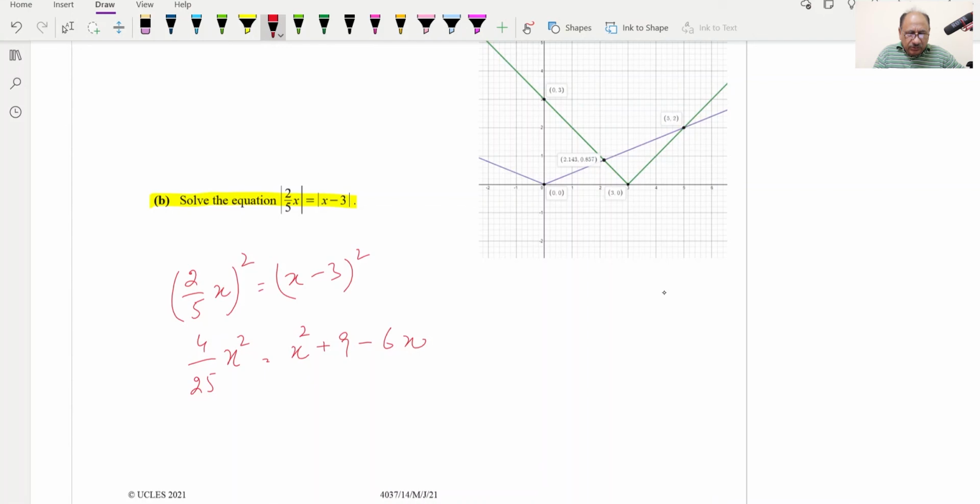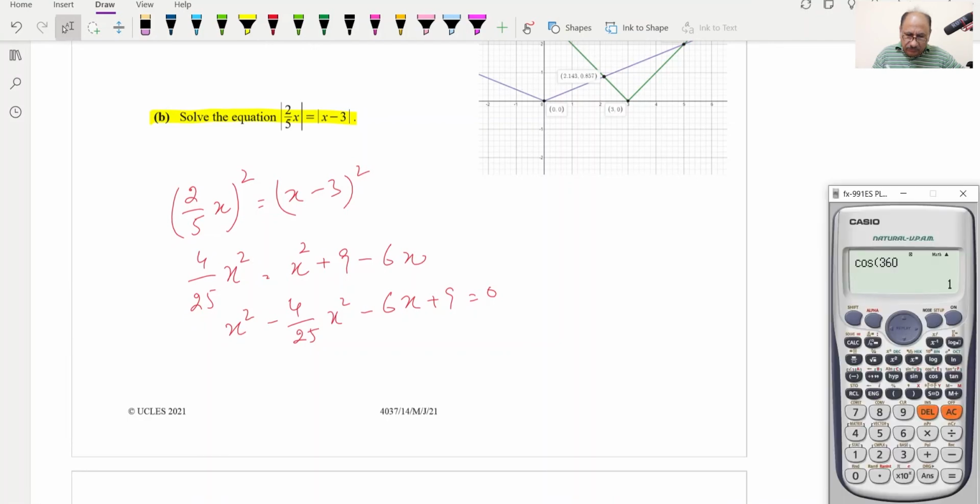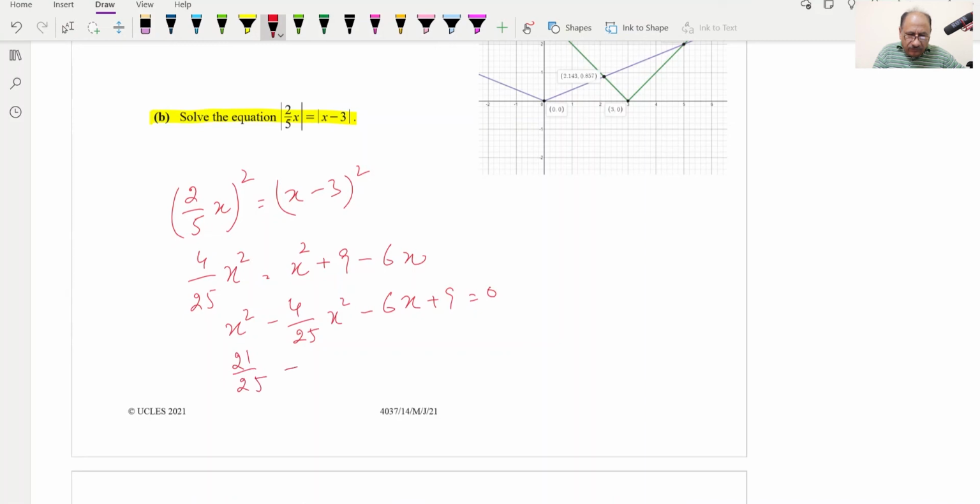shift this x squared term to the other side, so we'll get x squared minus 4 over 25 x squared minus 6x plus 9 is equal to 0. And further we can simplify this. We can simplify this as 1 minus 4 over 25, and this will be equal to 21 over 25. So 21 over 25 x squared minus 6x plus 9 is equal to 0.